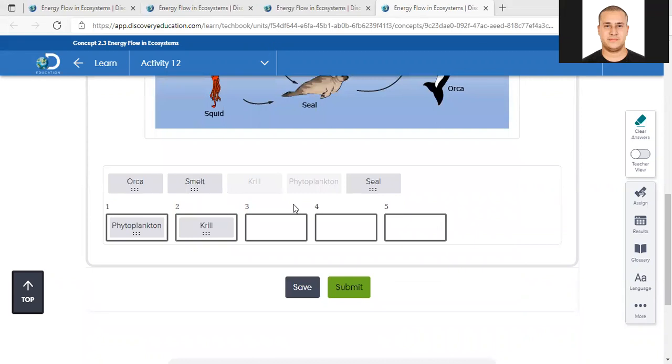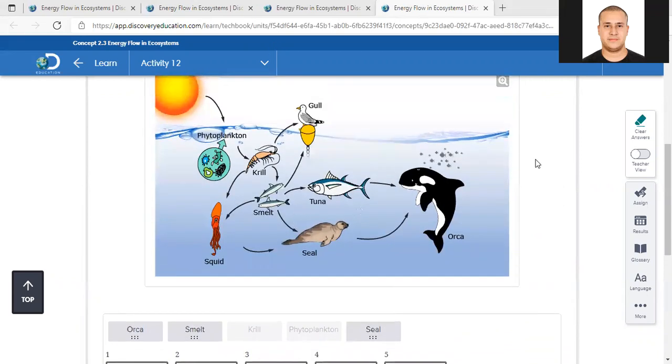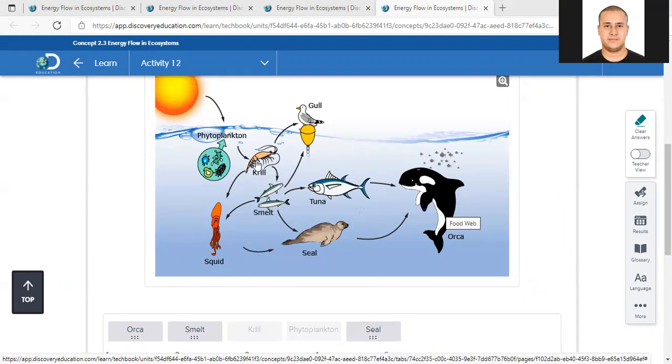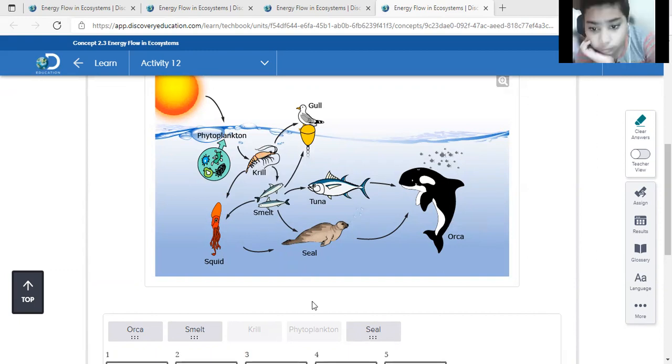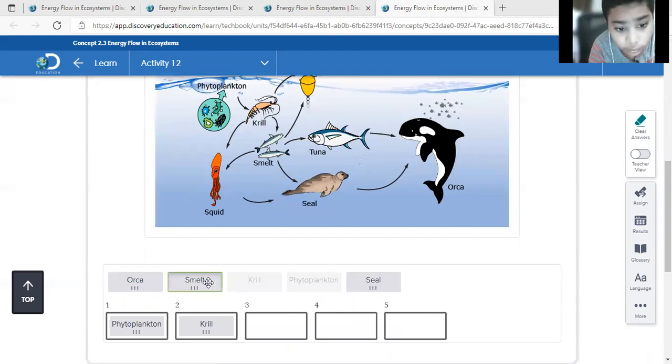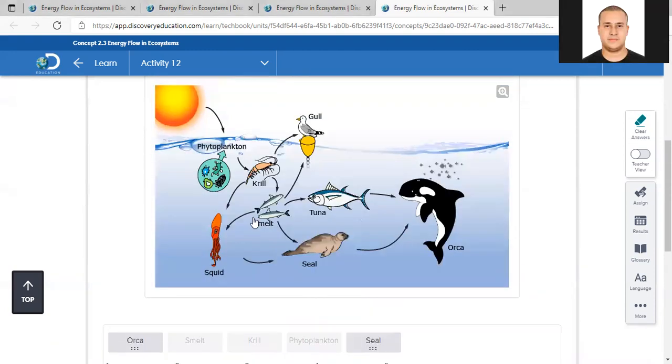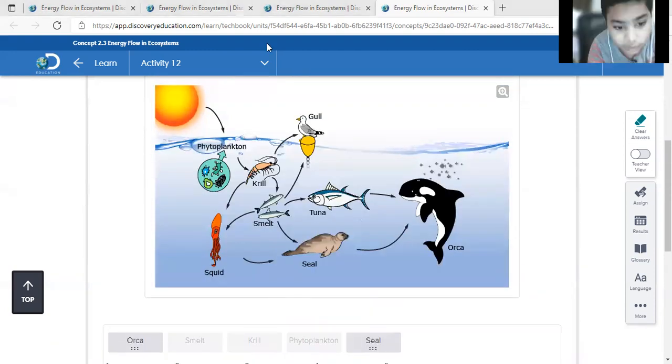Adam Mahmoud, after the krill. Orca. No, after the krill. Look, the krill is right here. The orca is right here. After the krill, come on. Who eats the krill? Smelt. Smelt. Excellent. Thank you. This is smelt. Then, thank you, Adam. Mustafa Abdul Azim, what after smelt?